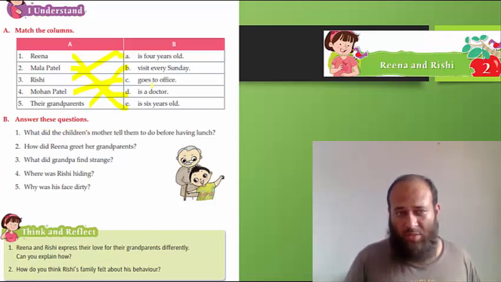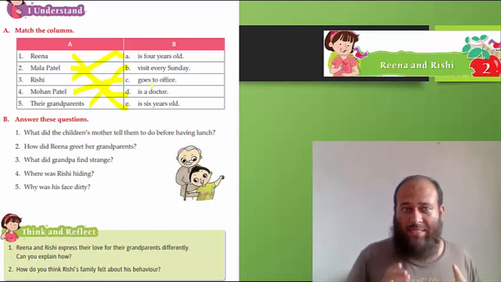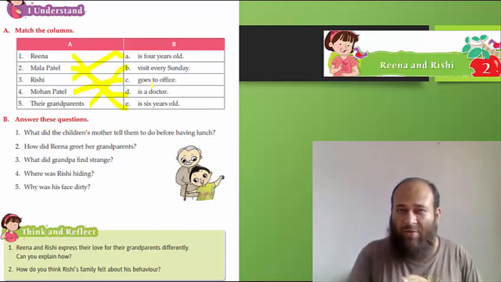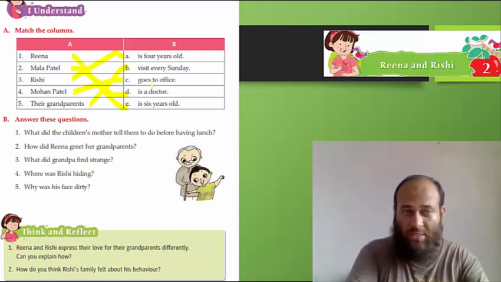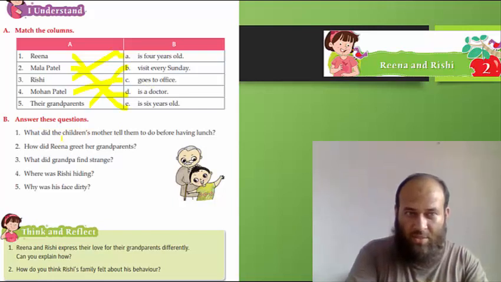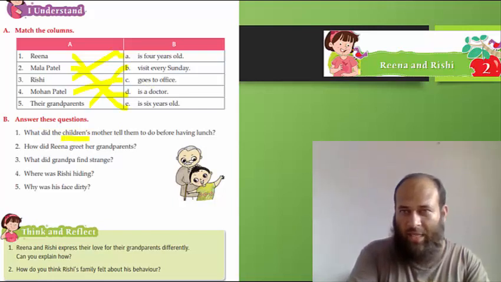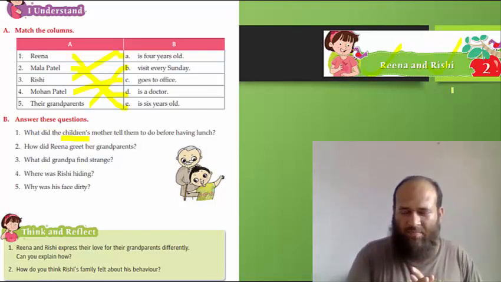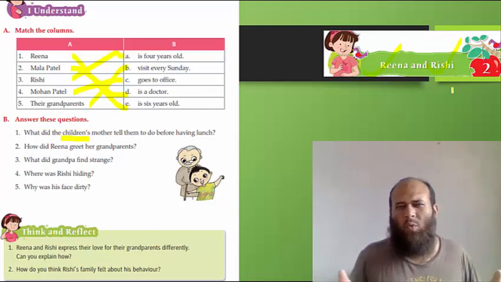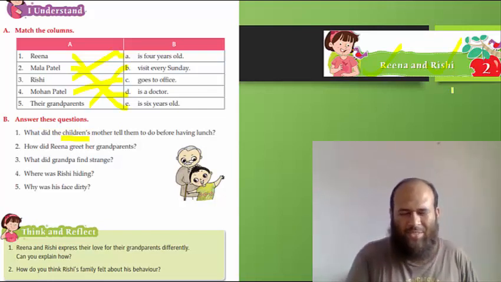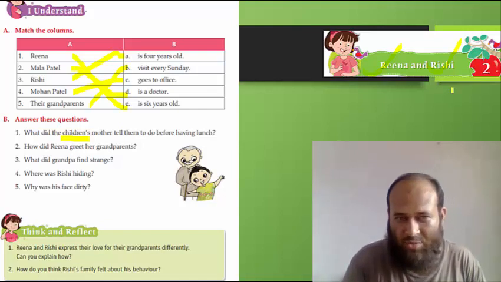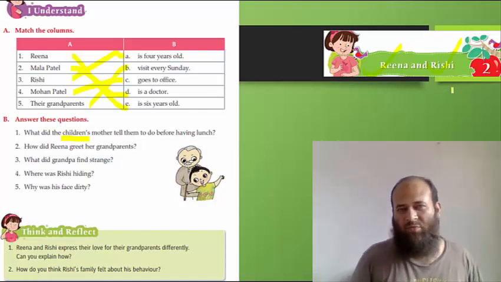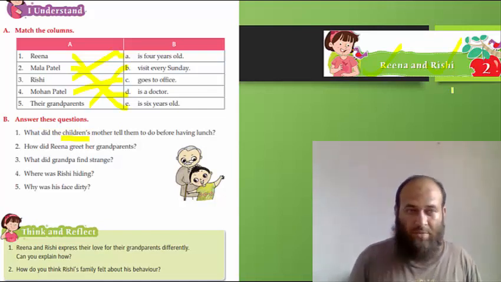First question is, what did the children's mother tell them to do before having lunch? And who are the children here? The children are Reena and Rishi. So what did the children's mother tell them? Wash your hands. Absolutely. The children's mother told them to wash their hands before having lunch.